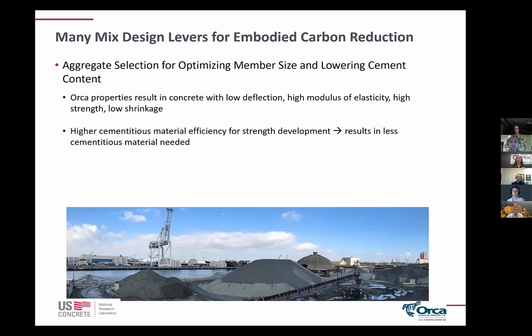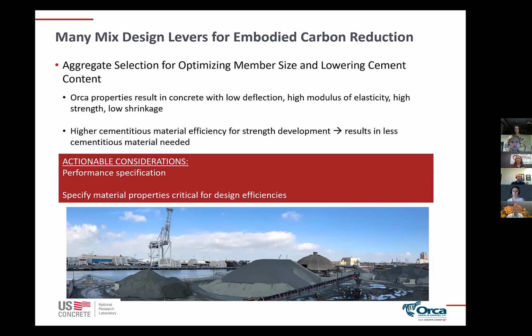And so then on the design side, if there are applications or projects where having a high modulus of elasticity or low deflection is important, and this was something that Don mentioned in his presentation, then that could be something that would be specified when it's going to make a design difference that allows you to make smaller member sizes, or just kind of optimize your design in that case. And so with this, having a performance specification and specifying those material properties are actionable items.